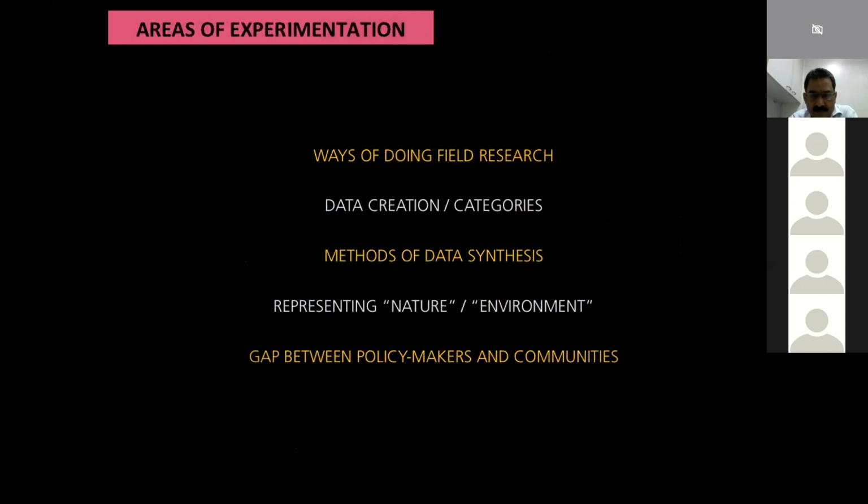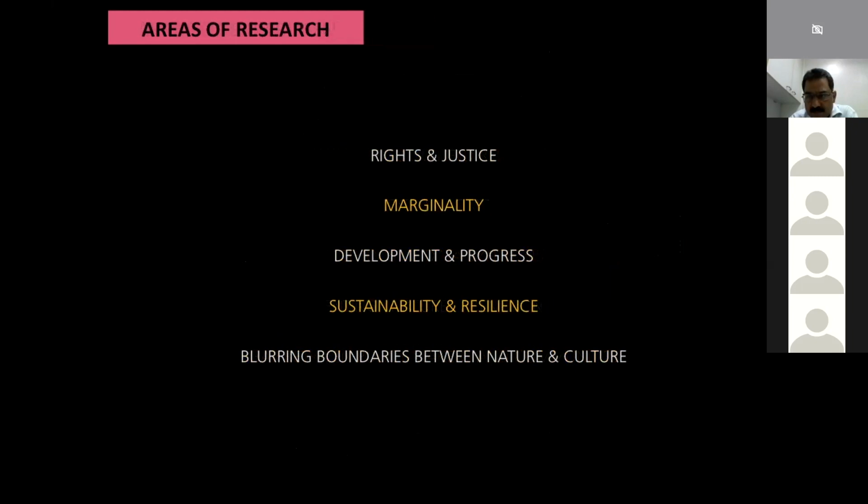And one of the most important things that we hope to impact through this new endeavor of design thinking for conservation is this large gap between policymakers and the communities. And the areas of research that a lot of this work starts to maneuver through are ideas of rights and justice, ideas of marginality, notions of development and progress, sustainability and resilience, and blurring boundaries between nature and culture so that we can actually be closer to it.